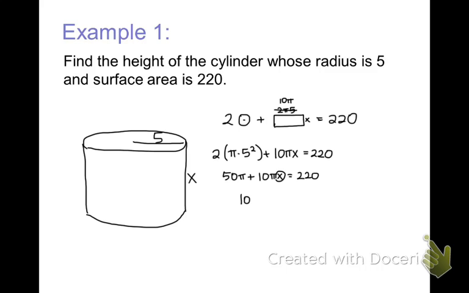So I'm at 10 pi x equals 220 minus 50 pi. And then how do I get x by itself overall? Divide by 10 pi. If I divide by 10 pi here, everything cancels. Divide by 10 pi, divide by 10 pi. So let's see what happens on those other two pieces.